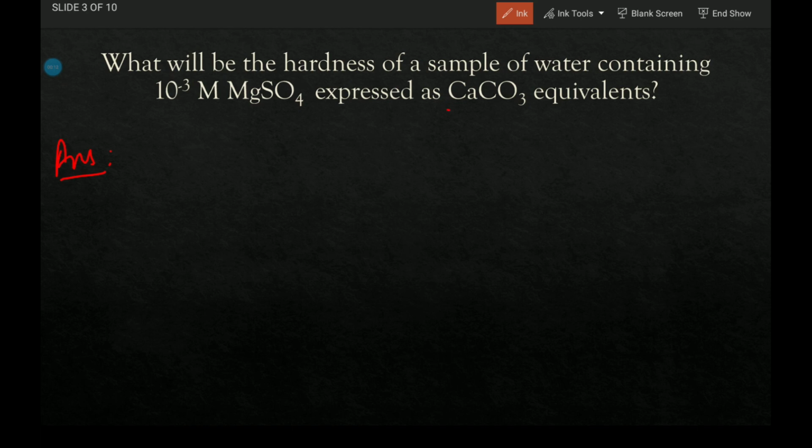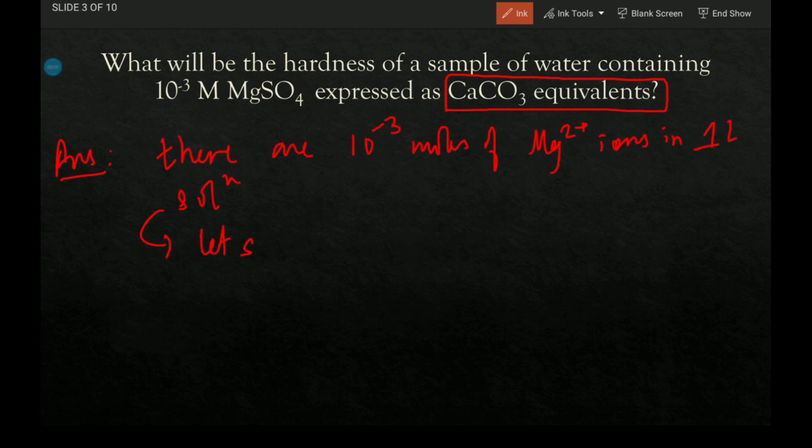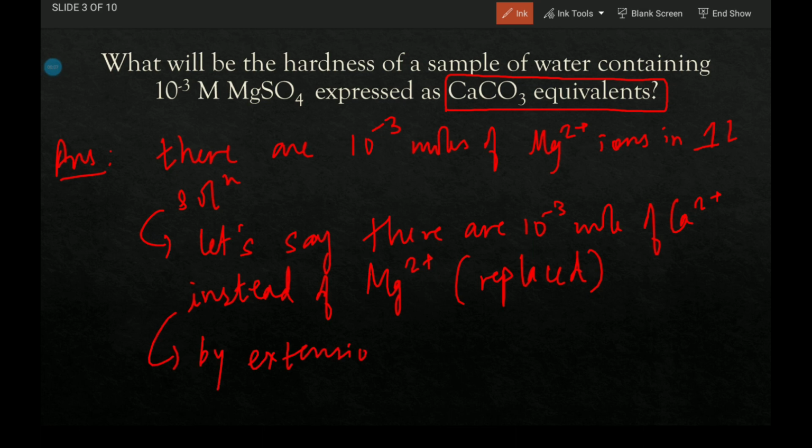One important point to note is that the hardness of water is always calculated in terms of calcium carbonate equivalents, that is the ppm. We know from the question that there are 10 to the power minus 3 moles of magnesium 2 plus ions in 1 liter of the solution. Let's assume that there are 10 to the power minus 3 moles of Ca2 plus ions in 1 liter of solution instead of the magnesium 2 plus ions, we will just simply replace them. By extension, we can say that there are 10 to the power minus 3 moles of calcium carbonate as a compound in 1 liter of the solution.